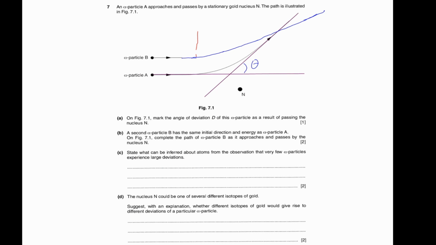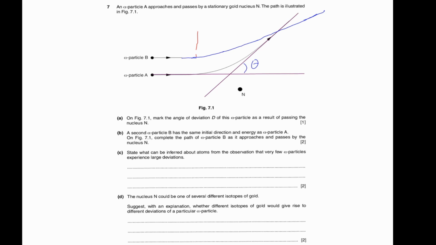Now for this question, they gave you the alpha particle A, which is taking this path. For the first part, they want you to mark the angle of deviation of this alpha particle. What most students do, which is wrong, is they simply use back the original path and label the angle here as theta. Now you can't do that.